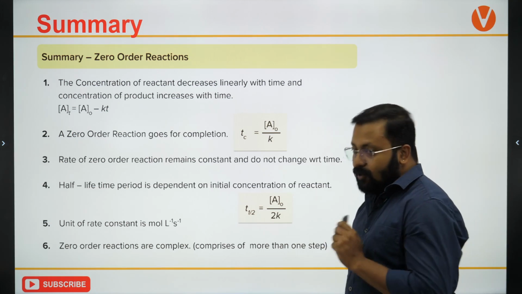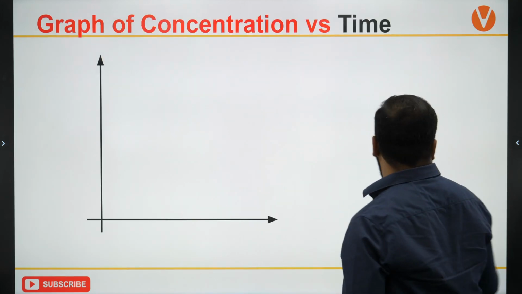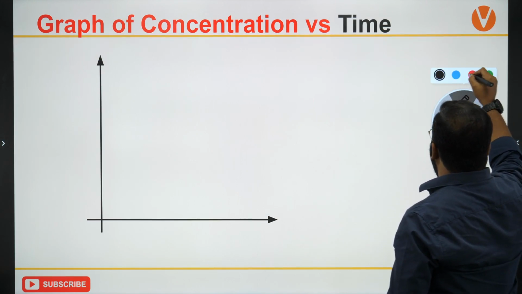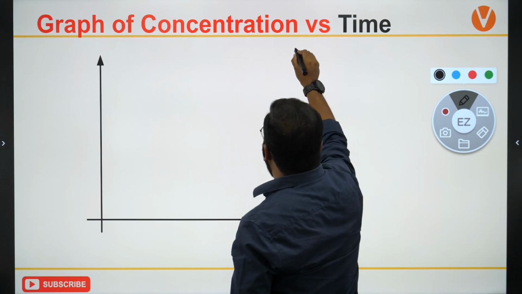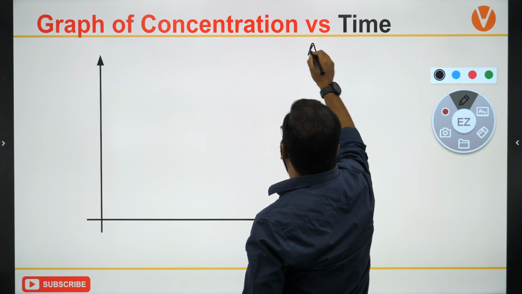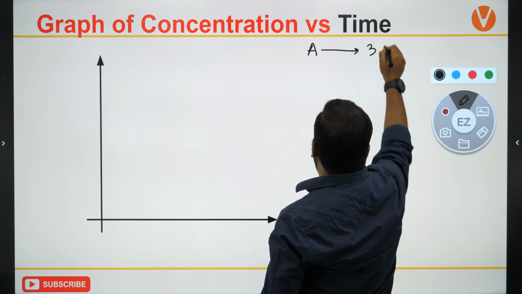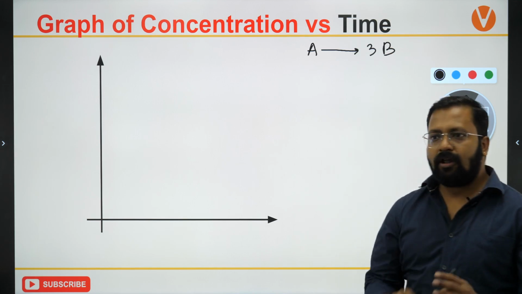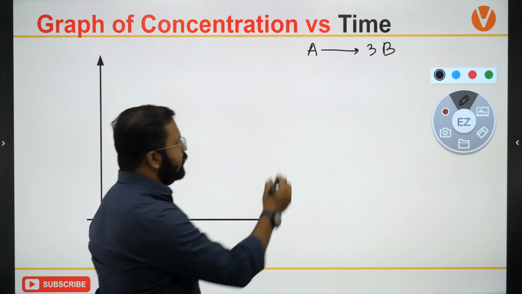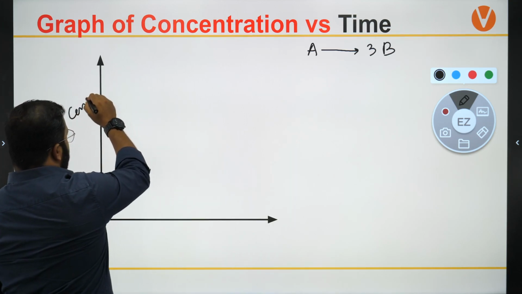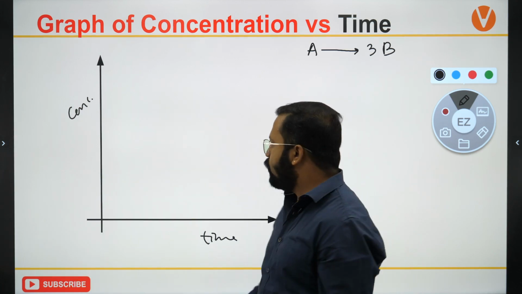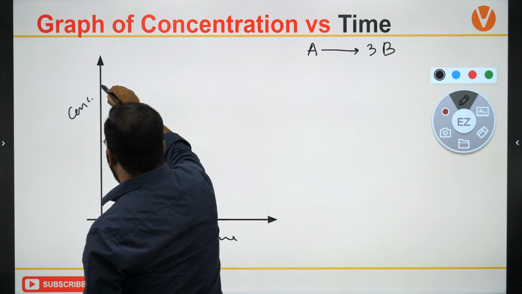Now I'm giving you a homework, and the question is this. Let's take a reaction which is given in the form A changes to 3B. A zero order reaction is given, which is A changes to 3B. I'm drawing a concentration versus time plot, and I observe a plot like this.